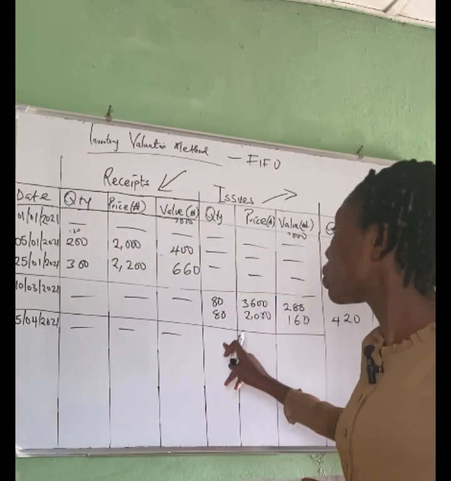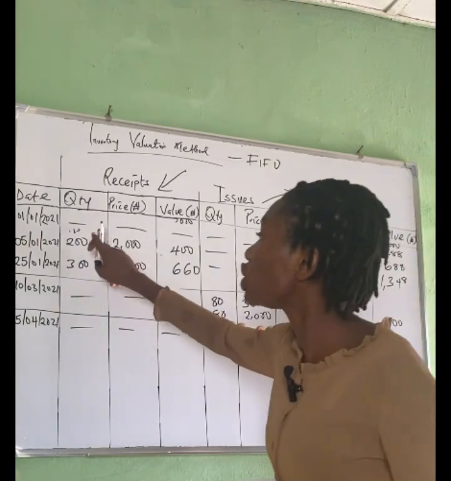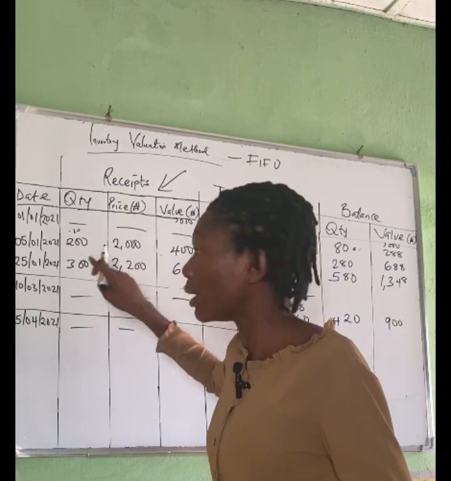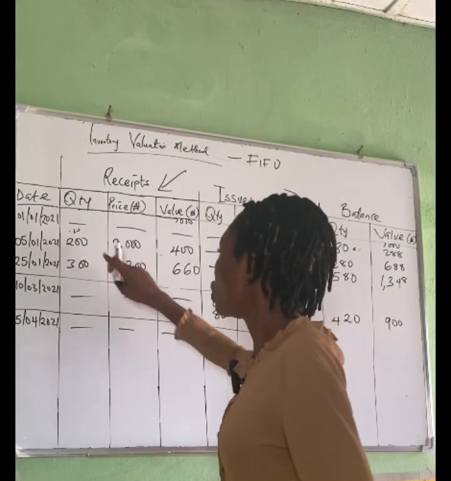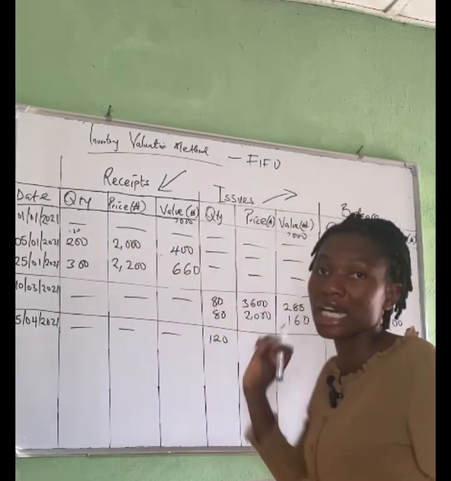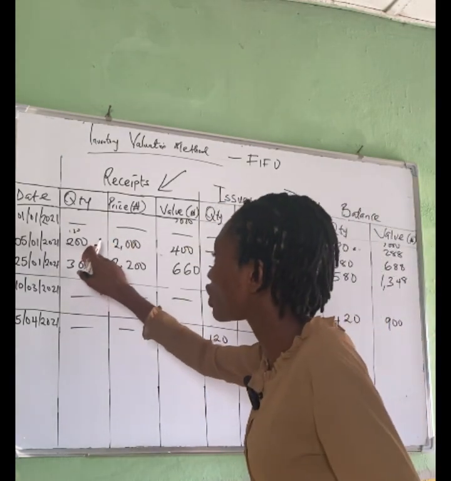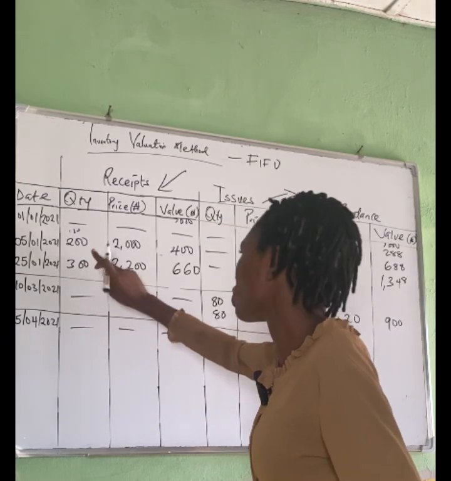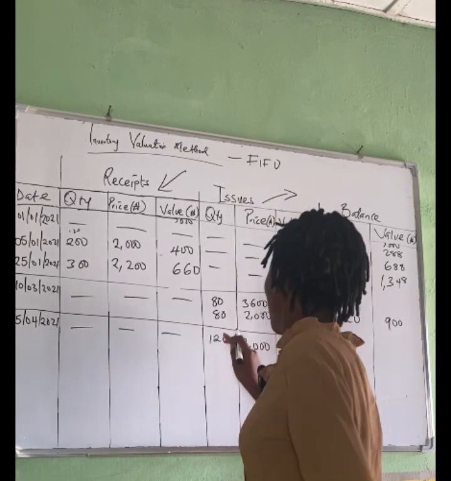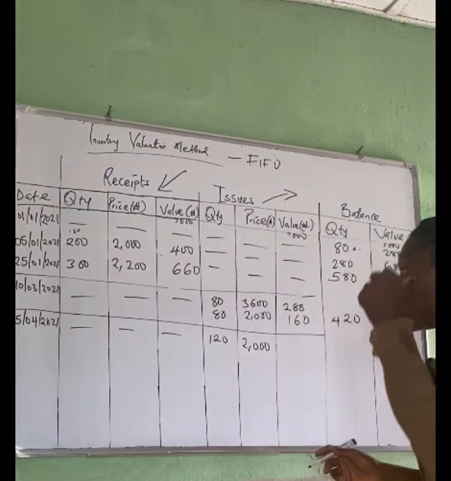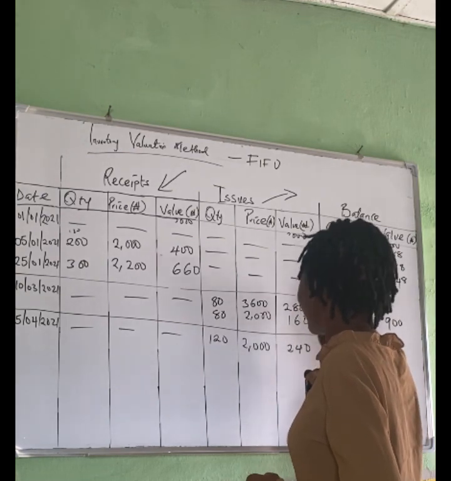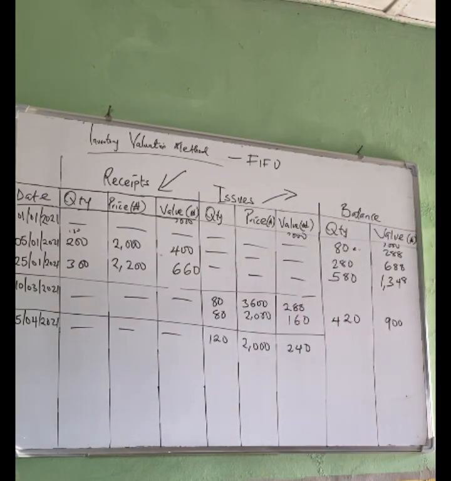Now we want to issue 180 bundles. That means we must issue the 120 balance first before we pick up the balance from the next receipt. So we are going to be issuing this 120 first. First in, first out. So our 120 is going out first before the next one. But the price here is what? 2,000 naira. Now, what is our value when we multiply? We're going to be having 240, suspending 3 zeros. So 240 is what we have.